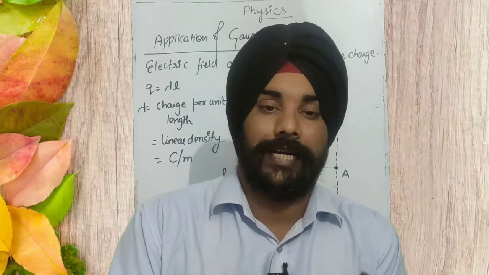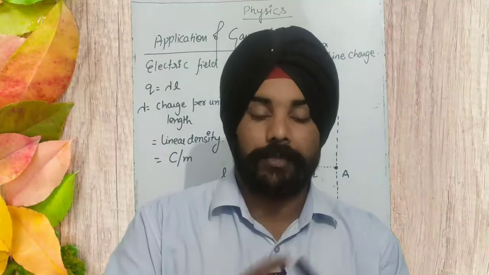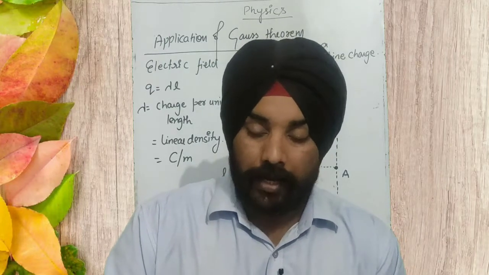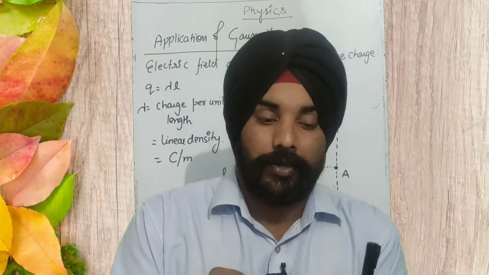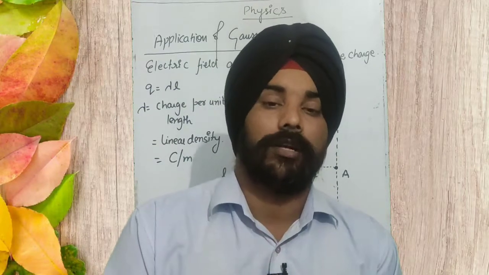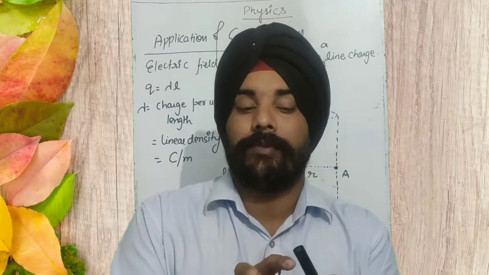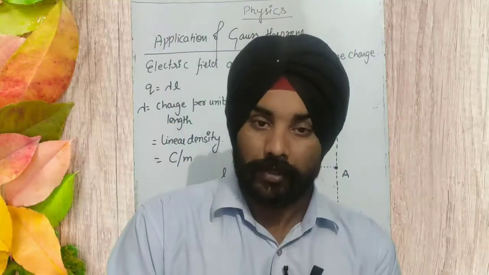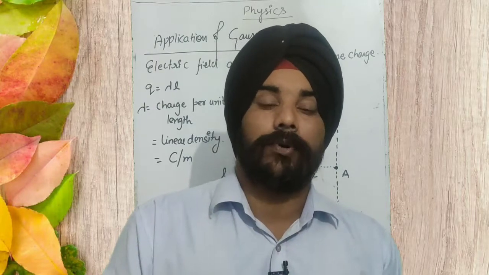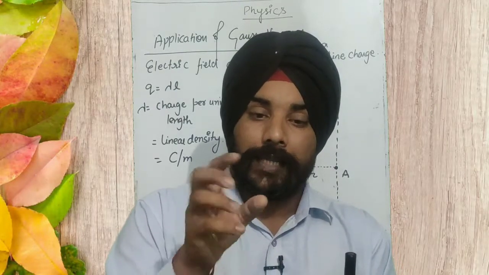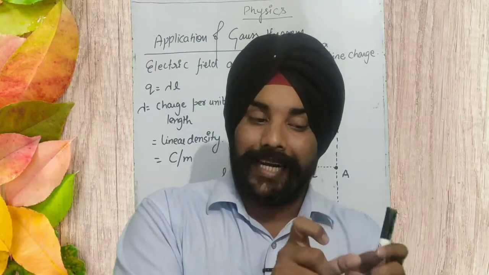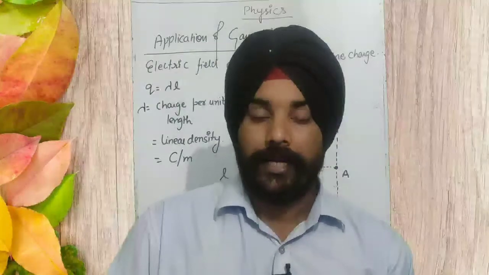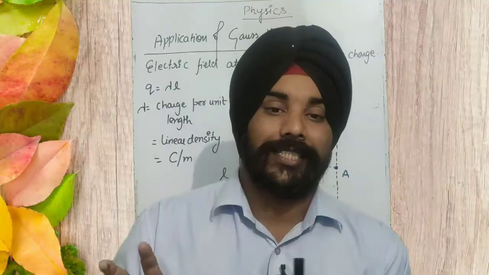Suppose you are having a 3-dimensional body. Okay, like a sphere you have, like a cuboid you have, a cube you have. A 3-dimensional body you have, and you have given the charge to that 3-dimensional body, then charge will be distributed in the volume of that body. So when the charge is distributed in the volume of that body, the charge contained per unit volume by the body is called volume charge density.